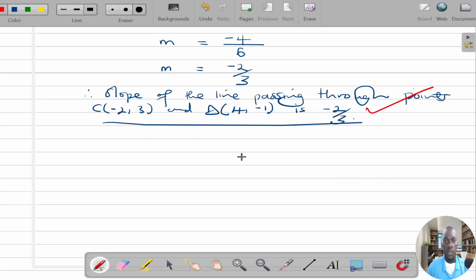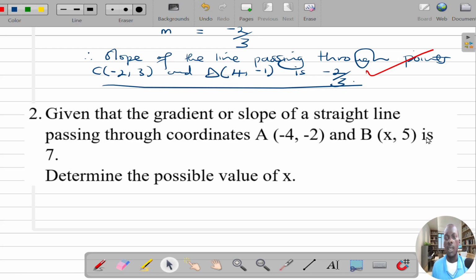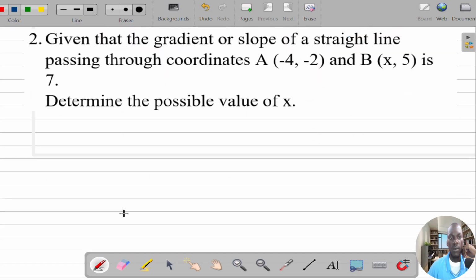Alright, let's go to example 2. Given that the gradient or slope of a straight line passing through coordinates this and this, remember now here you can see we have this x as the unknown. The gradient is 7. Determine the possible value of x. So in here they want us to determine the value of x. We are going to use the same formula of determining gradient because we've been given gradient as 7.